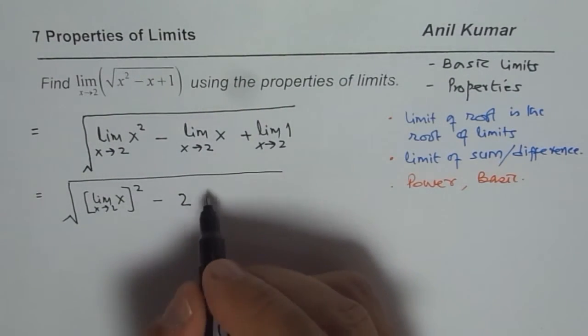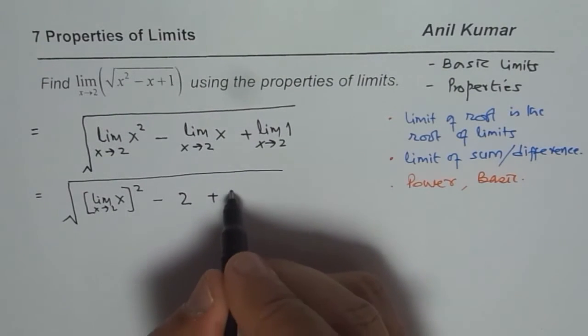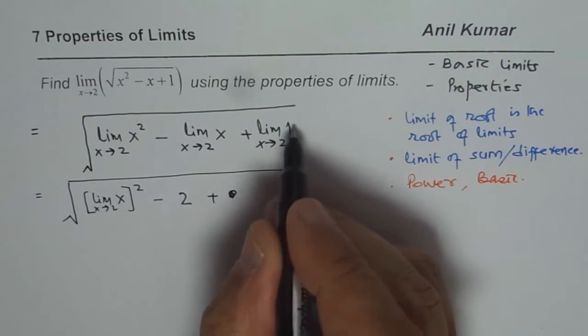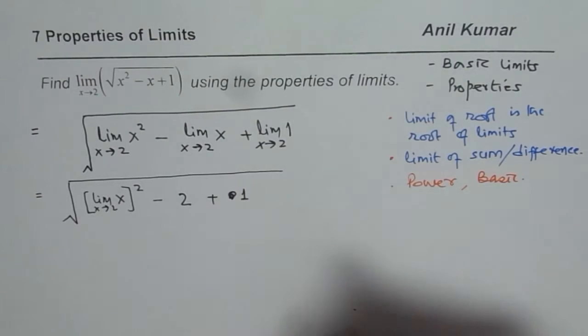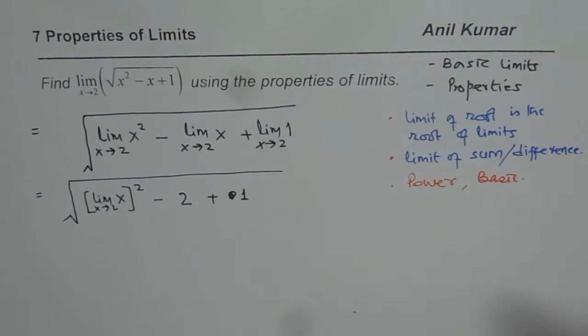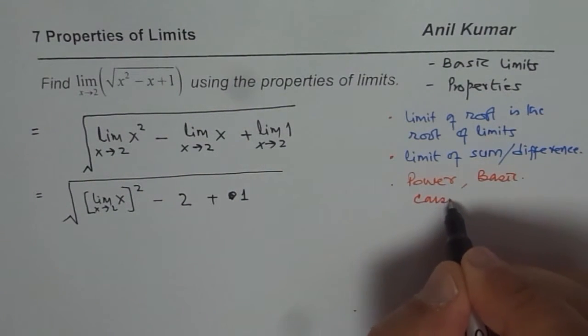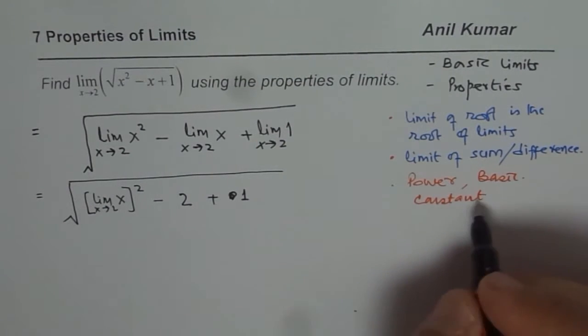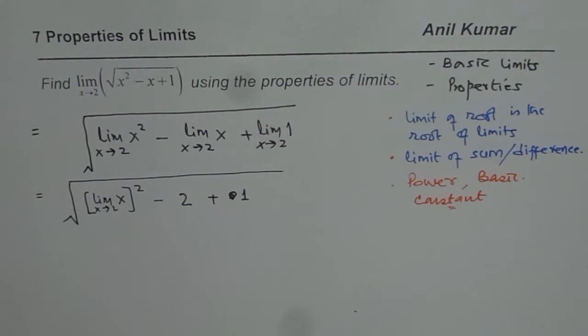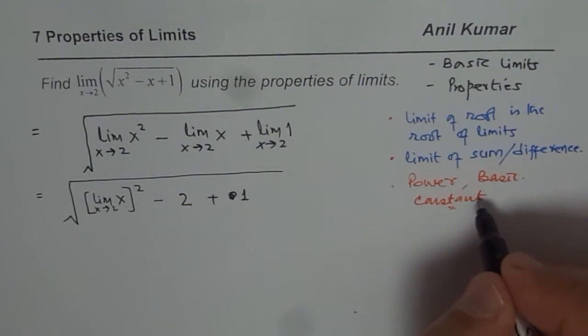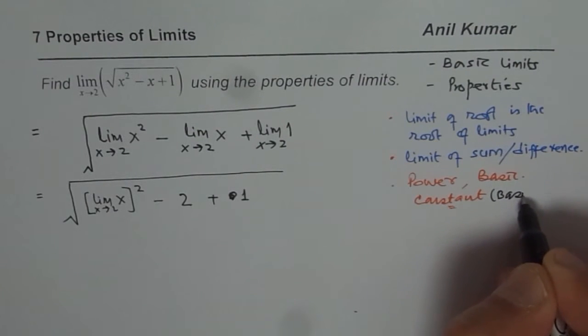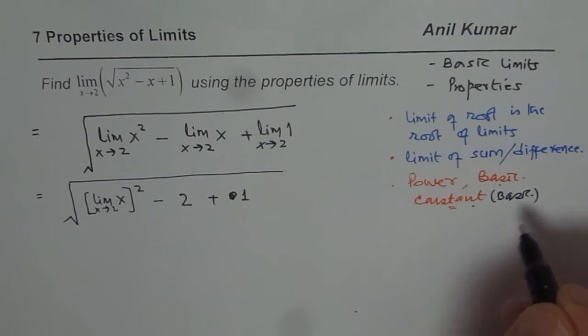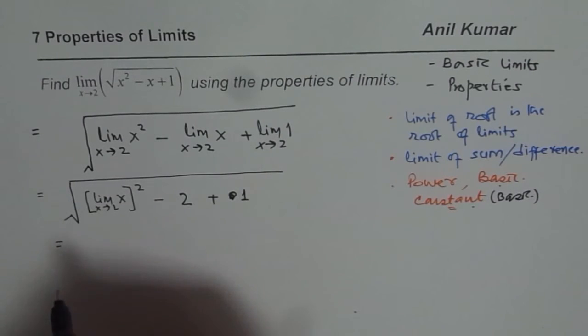And the limit of 1 is a constant, right? So that is always a constant, 1 itself. So we have the constant. For me, the constant is a basic property, correct? So these two for me are basic properties, but in books they could be property 1 and 2. Okay, now let's move forward.